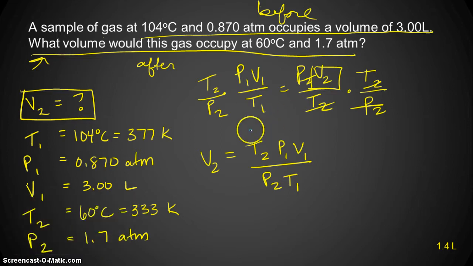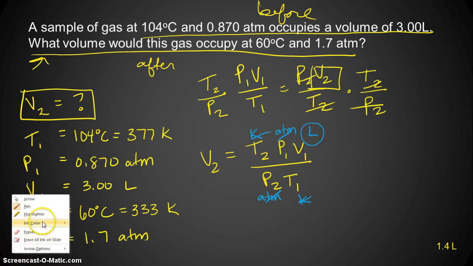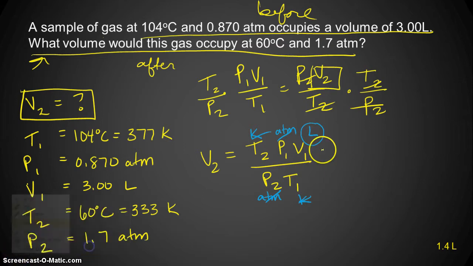So this temperature will be in Kelvin, this pressure will be in atmospheres, this volume will be in liters. This pressure will be in atmospheres. This temperature will be in Kelvin. So the atmospheres cancel, the Kelvins cancel, so I should be left with liters. So when I get my final answer, it should be in liters.